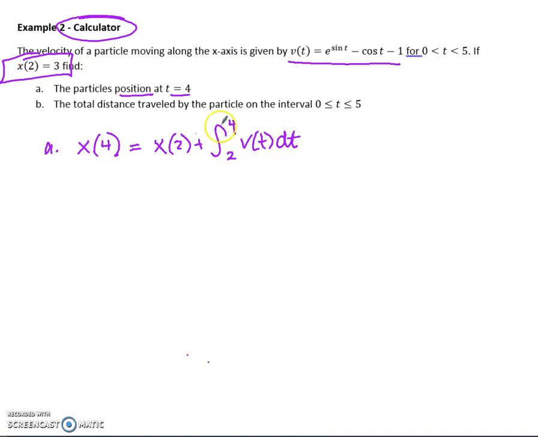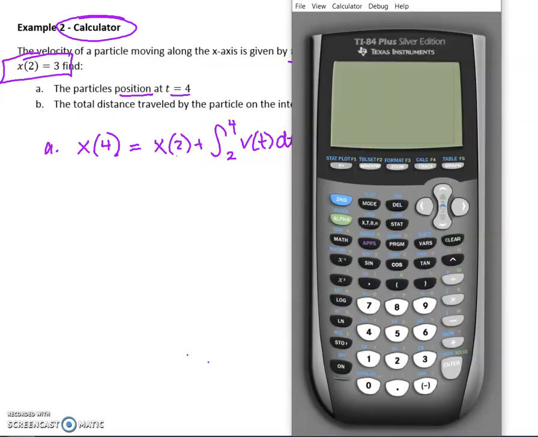Okay, so we can use our calculator. So here I go. I'm going to plug in x of 2, which they said was 3. So 3 plus my integral. Remember, I go to math, and that first category, I'm going to go to function integration, and then I just plug everybody in.